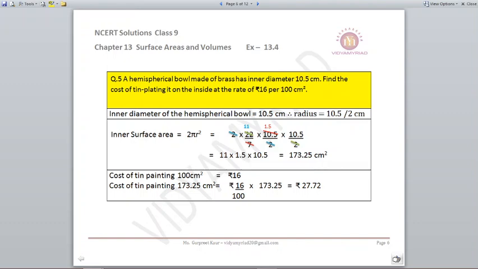2 pi r square. So put the radius in this formula: 2 into 22 by 7 into 10.5 upon 2 into 10.5 upon 2. It comes to 173.25 centimeters square. Now they are telling us to find out the total cost of tin plating. So for 100 centimeters square it is costing rupees 16. So for 173.25 centimeters square area, it will be 16 upon 100 into 173.25, which comes to rupees 27.72.